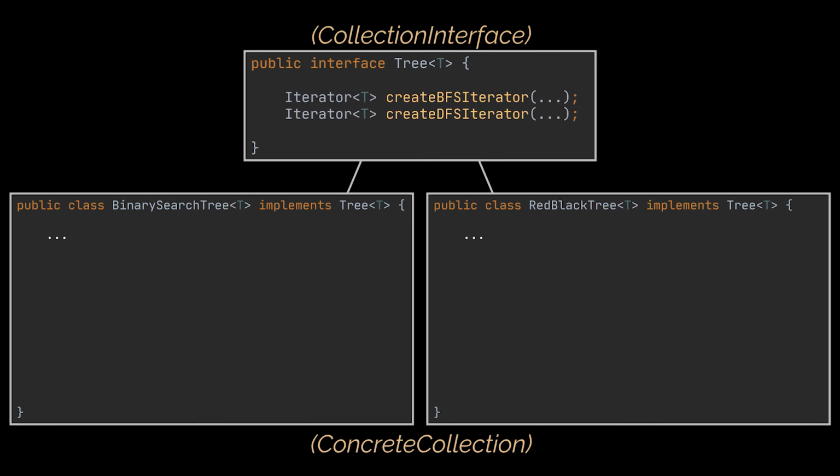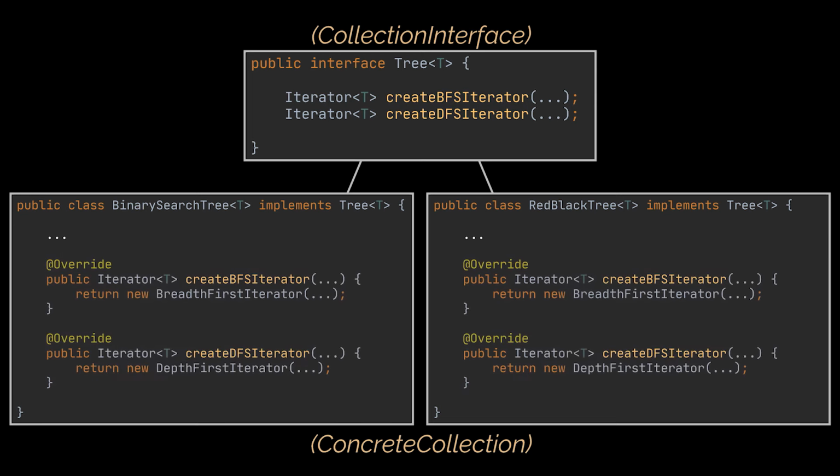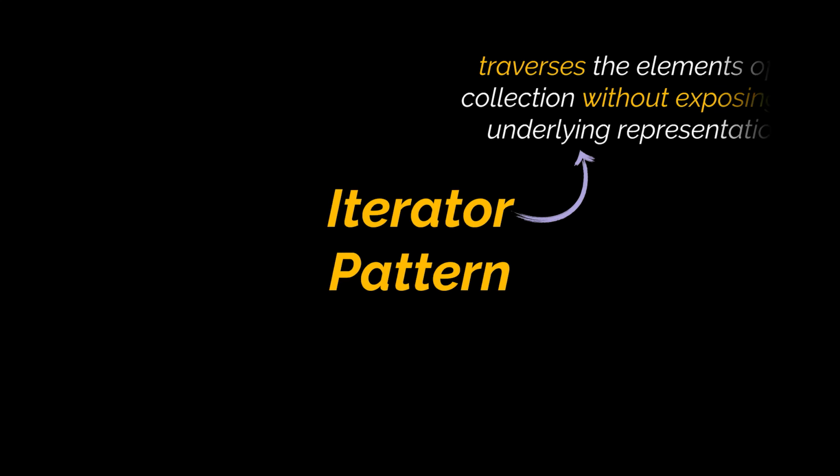The collection interface declares one or multiple methods for getting iterators that are compatible with the collection in question, whereas the concrete collections will return new instances of the particular concrete iterator class each time the client requests one. Now, what clients do is work with both collections and iterators via their interfaces only. This way, they aren't coupled to concrete classes, allowing them to use various collections and iterators with the same code they have.